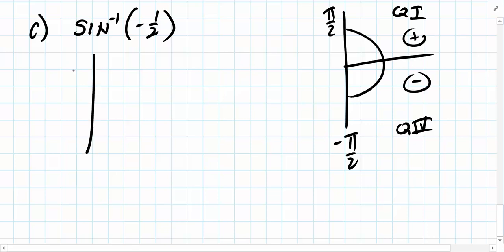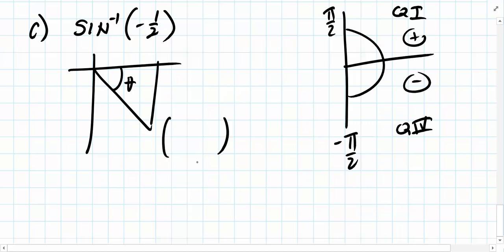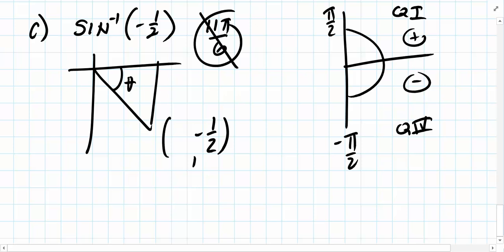Okay, and I'm looking for the angle whose sine is negative 1/2. So where on the unit circle does this give me negative 1/2? Everybody says 11 pi over 6. That's not the right answer. The reason that's not the right answer is because that angle is here, isn't it? That's outside of my domain. It's negative pi over 6. So instead, we say this. It's negative pi over 6 is the correct answer. Ah, very tricky, very tricky.